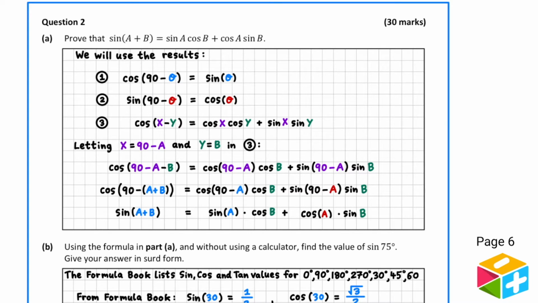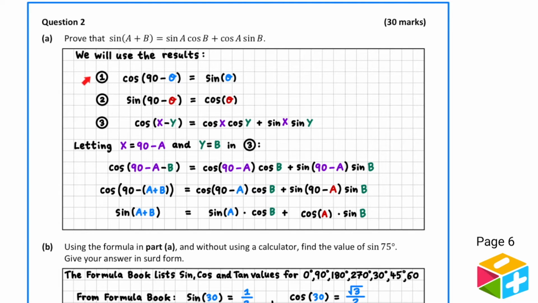In question 2a, we must prove that sine(a + b) is equal to sine a cos b plus cos a sine b. In our proof, there's three results that we're going to need to use.